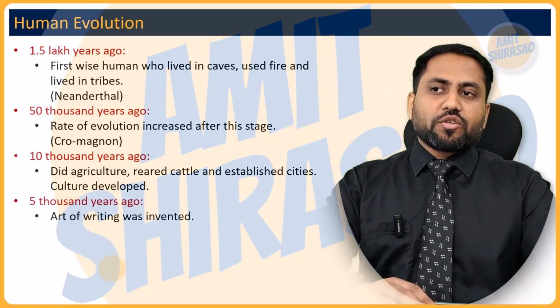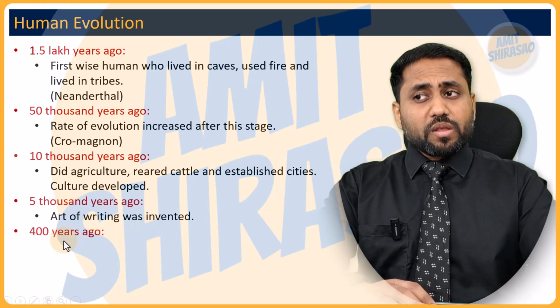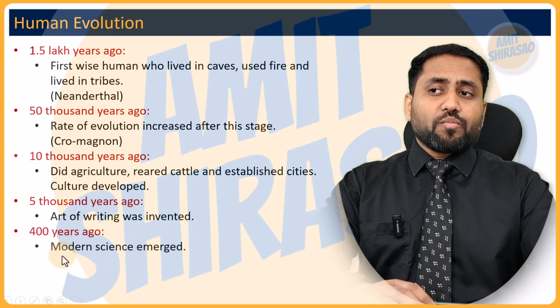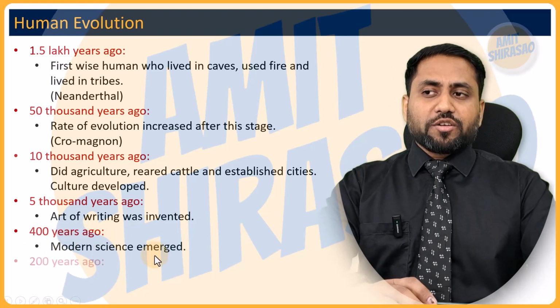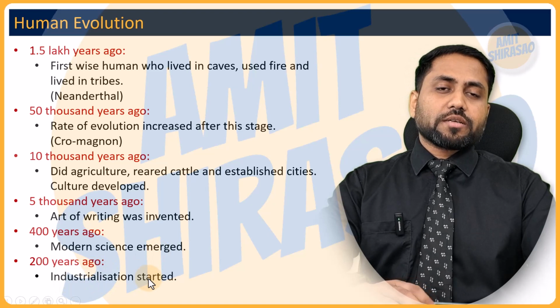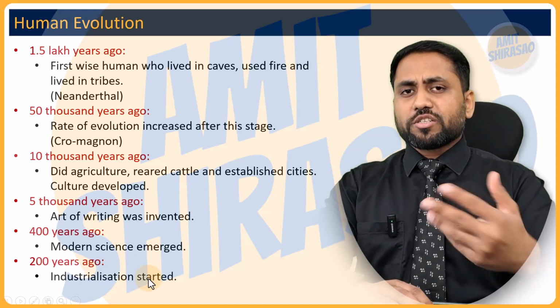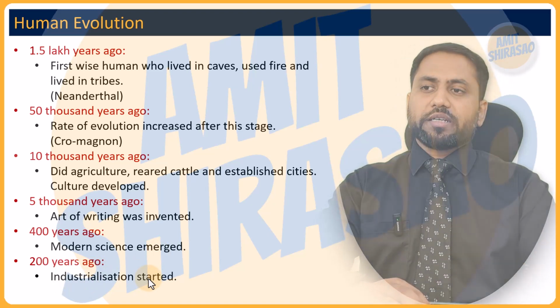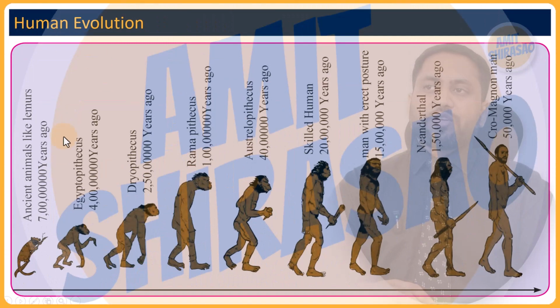5,000 years ago, the art of writing was invented. 400 years ago, modern science emerged, and 200 years ago, industrialization started. So during the British Raj, industrialization started. Human evolution. So this is taken from your textbook. So these are the years, so that you can remember them very easily.